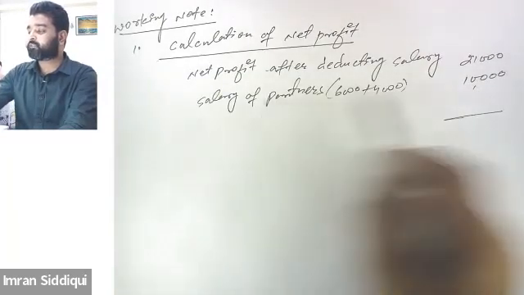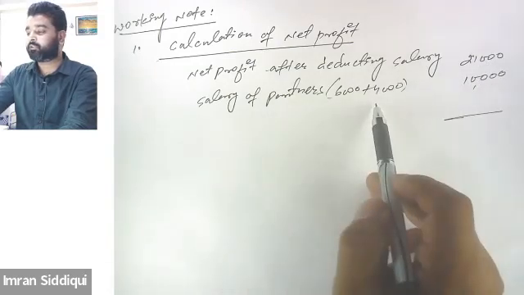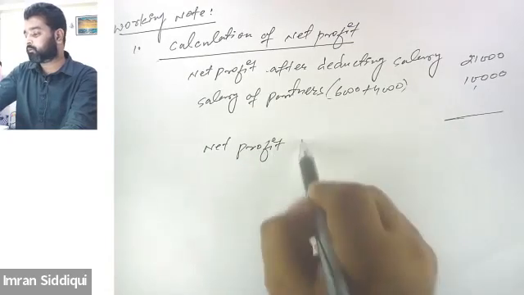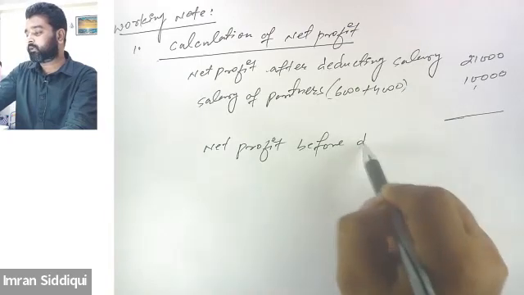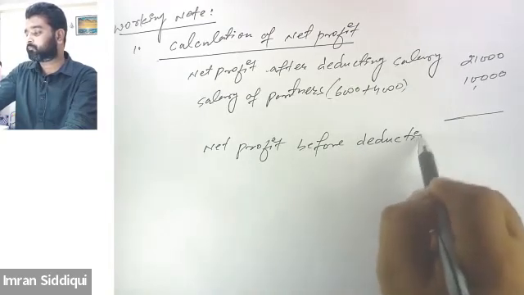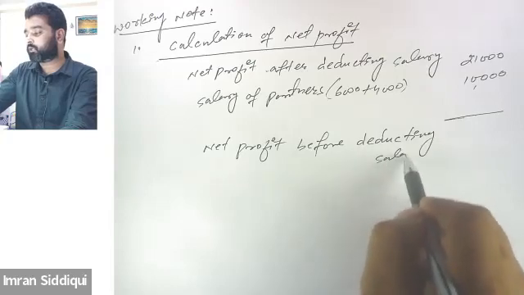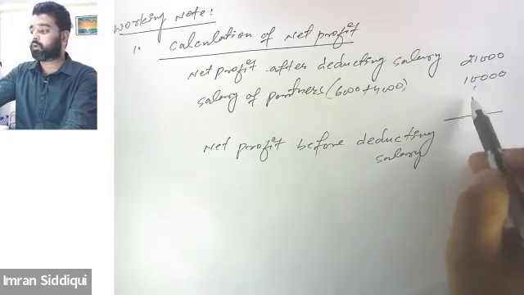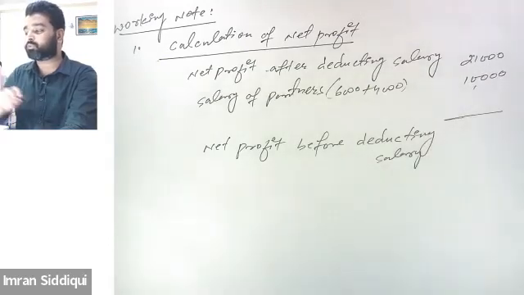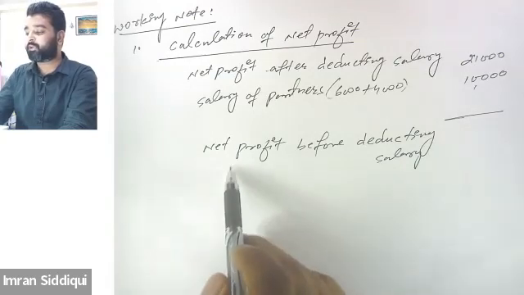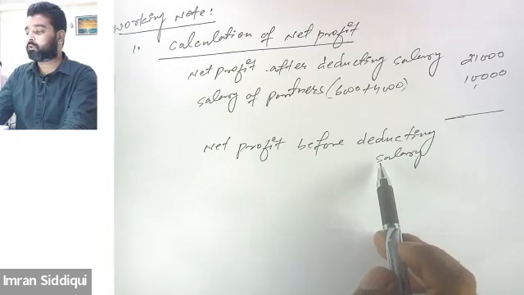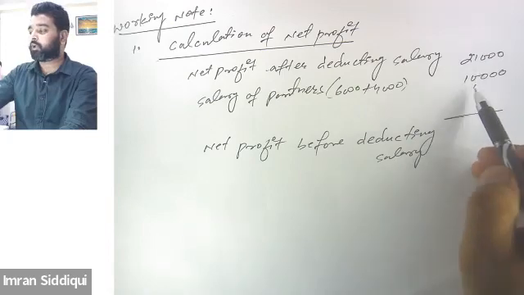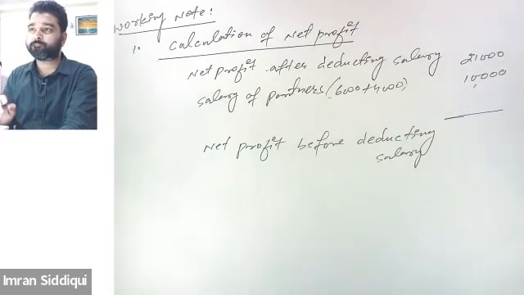Tell me, if this net profit is after deducting salary and I want net profit before deducting salary, should I add 10,000 to 21,000 or subtract 10,000 from 21,000? If I want to find out net profit before deducting salary, then how can I find it?